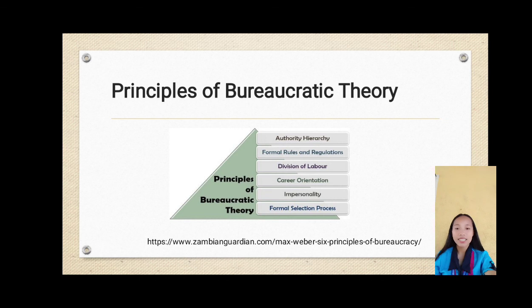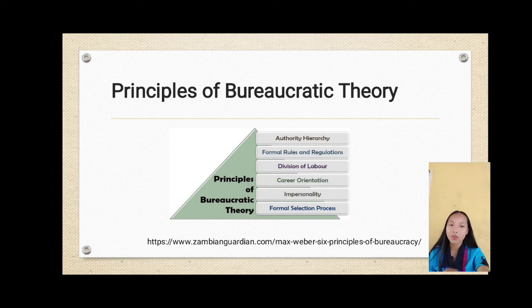Now, let us discuss the first principle. The first principle is the authority hierarchy. Weber proposed that there should be a systematic hierarchy in the organization defining the position of each employee from the top to the lowest level. In such a system, each employee knows who they have to report to, whose orders they need to follow, and what is the role of the different persons in the organization.